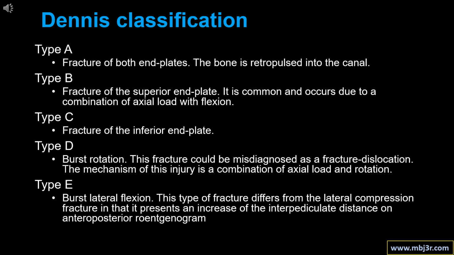Type D, burst rotation. This fracture could be misdiagnosed as a fracture dislocation. The mechanism of this injury is a combination of axial load and rotation. Type E, burst lateral flexion. This type of fracture differs from the lateral compression fracture in that it presents an increase of the interpedicular distance on an anterior posterior X-ray.